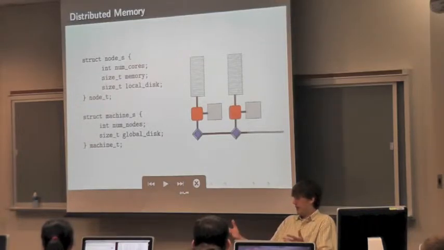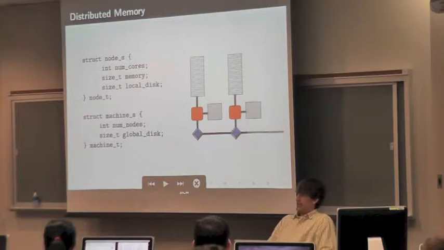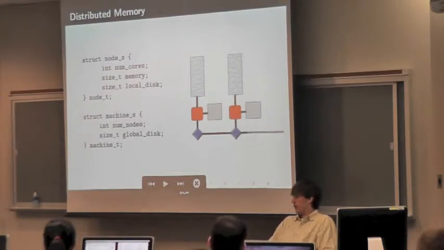Distributed memory is the thing you do when you run out of the scope of shared memory. Now there are people who build very large shared memory systems, and they cost enormous amounts of money and don't generally deliver better performance for the scientific codes that we do.